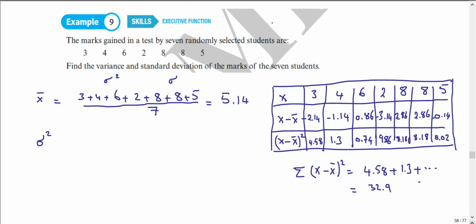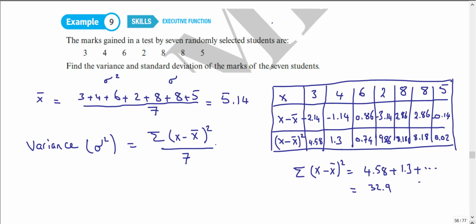Now to find the variance. The variance is sigma squared. It is the sum we got here, 32.9, divided by 7. So divide this by 7. 32.9 divided by 7. What's the answer?